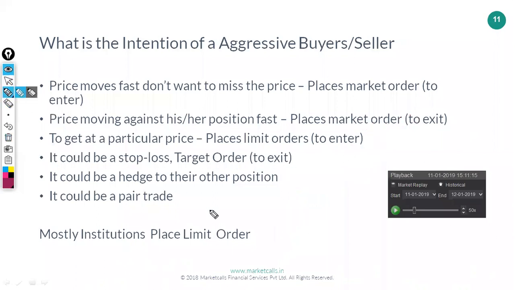Generally, institutions love to place limit orders in liquid zones. That is the right way to put it. But they also use tools like market orders to find the liquidity.